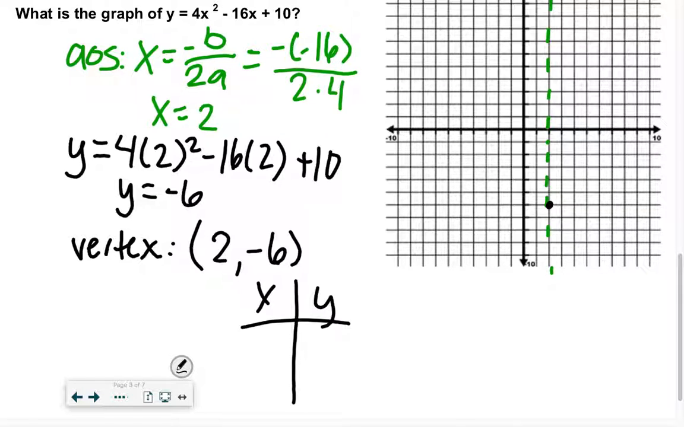So I'm going to plug in. Maybe let's go to the left. Those are lower numbers, right? Okay, we'll go to the left. How about 1 and 0? If I put 1 into my equation, 1 squared 1, 1 times 4 is 4. 4 minus 16 plus 10 gives me negative 2.